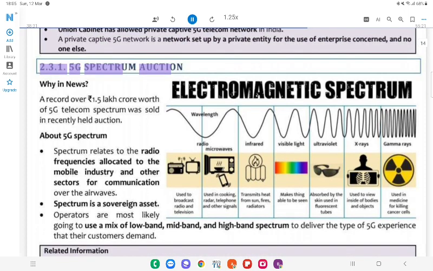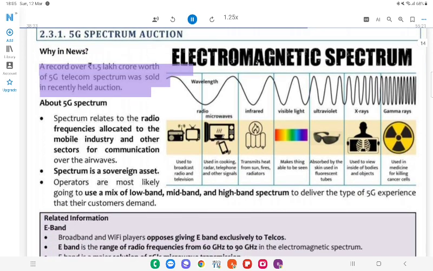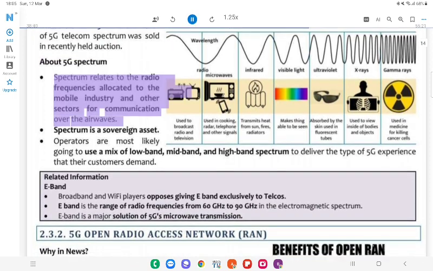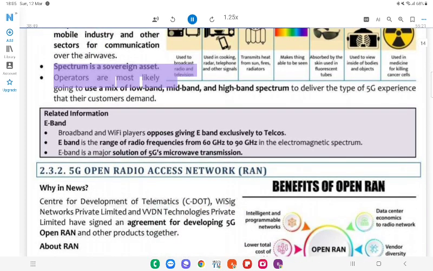2.3.1. 5G spectrum auction. Why in news? A record over 1.5 lakh crore worth of 5G telecom spectrum was sold in the recently held auction. About 5G spectrum: spectrum relates to the radio frequencies allocated to the mobile industry and other sectors for communication over the airwaves. Spectrum is a sovereign asset.